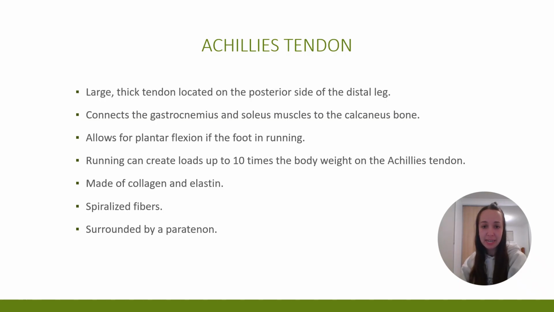The paratenon is made of loose connective tissues that surround the tendon, allowing for reduced friction and smooth movement. The paratenon can stretch 2 to 3 centimeters during movement to allow for the largest possible gliding action.